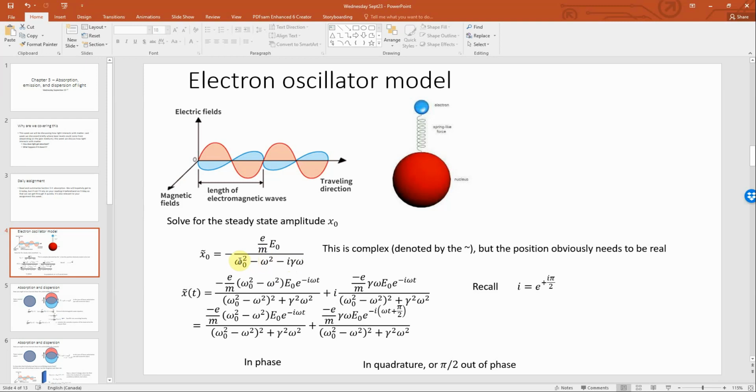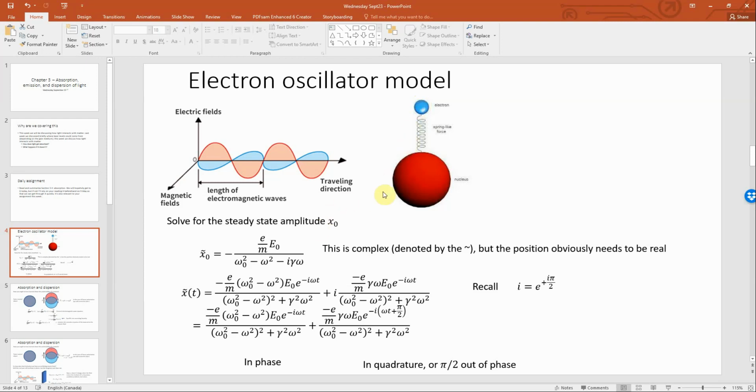And so that's, of course, the natural frequency of this electron on the spring. However close we are with our oscillating electric field, if it's really close, then this amplitude gets really, really big, and this electron oscillates with really large amplitude, and if we're far away, then it doesn't oscillate very large at all. But then we also have this damping parameter, and this damping parameter is multiplied by i, the complex value. And so this response, this amplitude of this electron, is actually going to be some complex value.